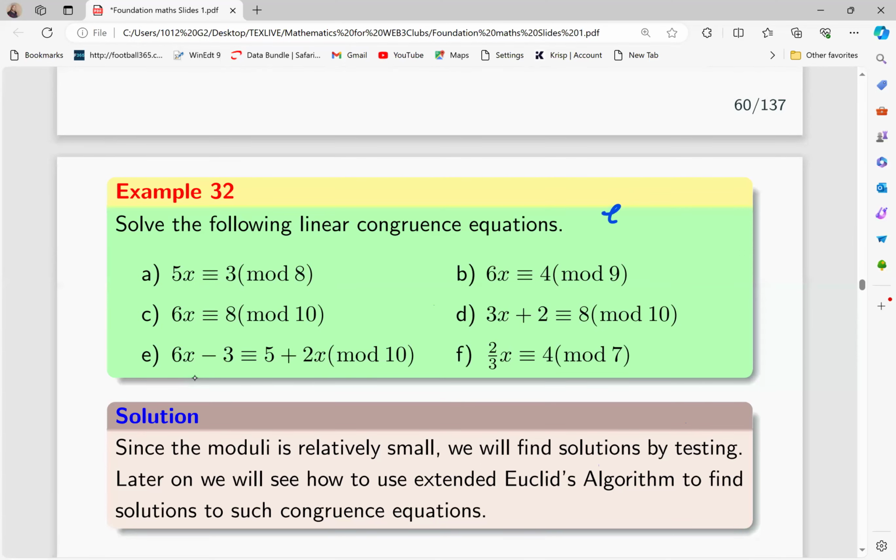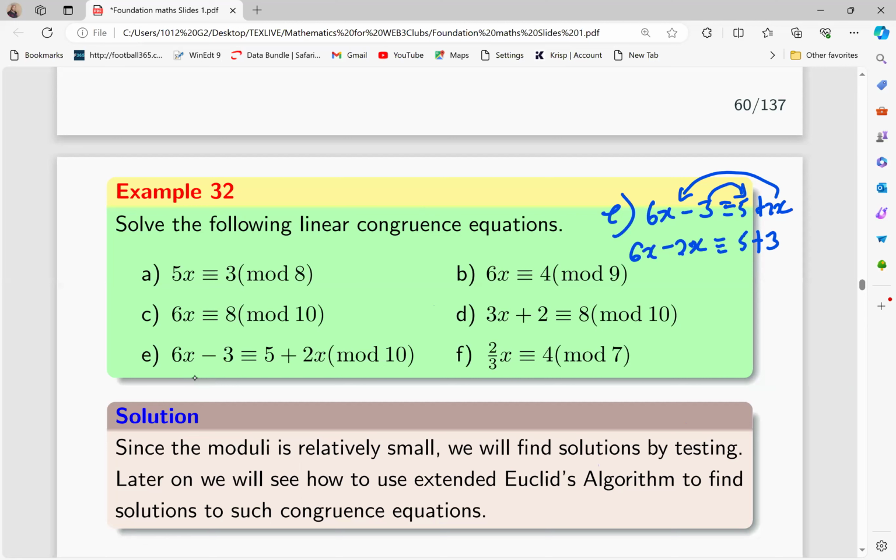So number E, we have 6x minus 3 is congruent to 5 plus 2x mod 10. We can collect like terms as we've always done. Let's keep the unknown on the left side. So this one crosses the equal sign. It has a positive sign. When it crosses this equivalent sign here, it becomes minus. So this would be minus 2x. And we have this 5, but let it cross and come to this other side. Its sign on this side is minus. Going to this other side becomes plus.